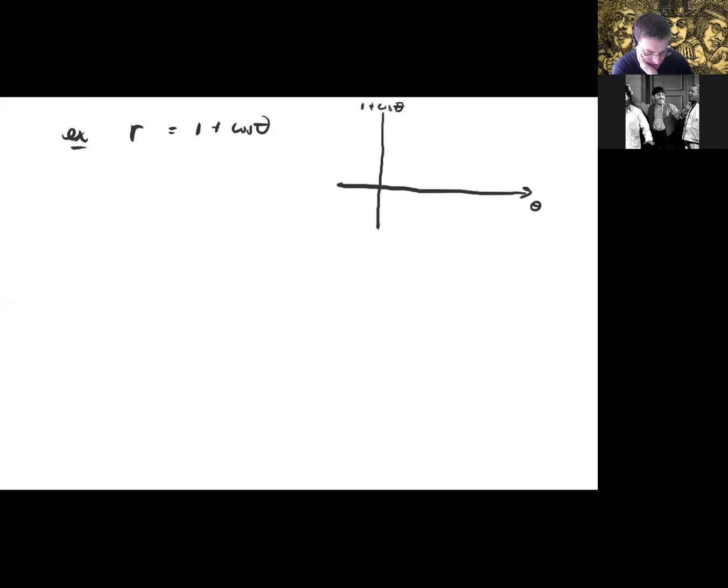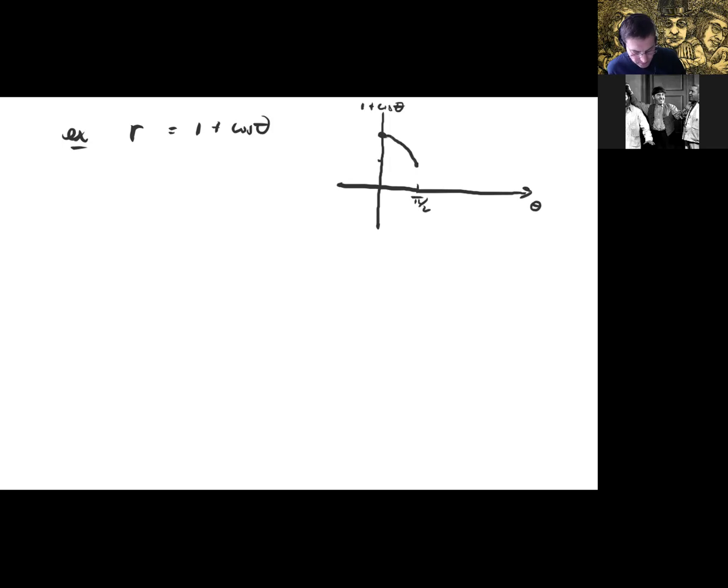As theta starts off at 0, r is 2. And at pi over 2, it's decreasing. What we have to understand is where it's increasing and decreasing and positive and negative. So it's going to decrease the value of r as theta goes from 0 to pi over 2. At pi over 2, it has value 1.